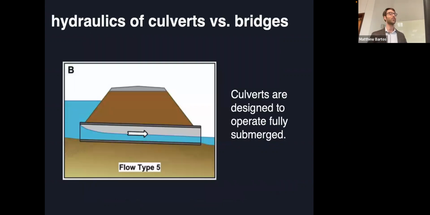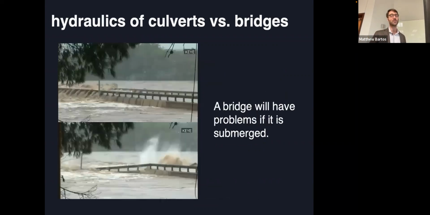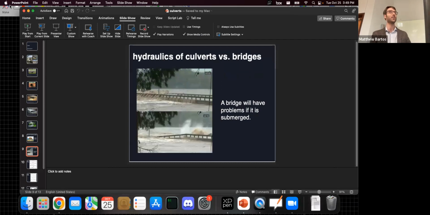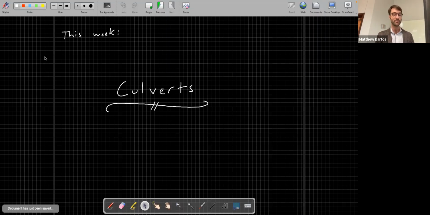But they also operate differently in terms of the hydraulics. So culverts are typically designed to operate fully submerged, at least on the upstream end, whereas bridges are not. So bridges will typically have problems if they're submerged. Okay, so they're a little bit different both in terms of dimensions and in terms of how they're supposed to be used. Culverts are primarily hydraulic structures that are meant to convey water underneath, whereas bridges are more of a transportation structure. Okay, cool.